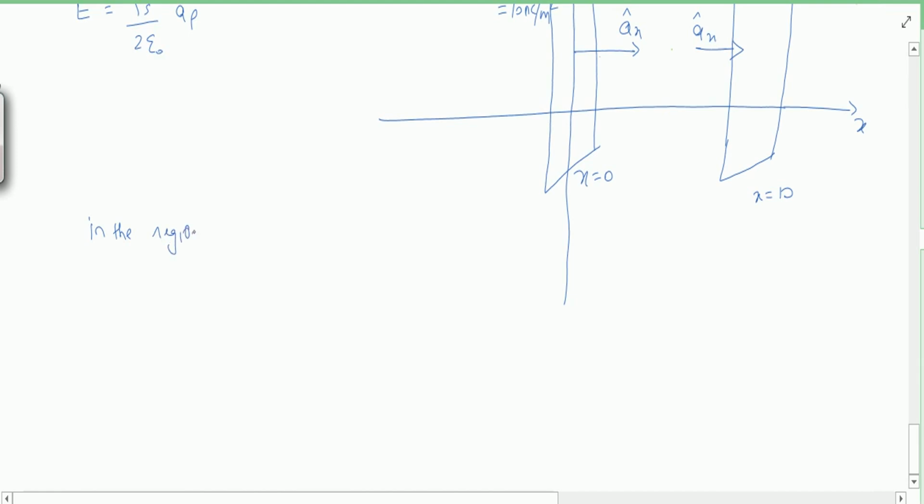In the region between 0 and 10, what is the electric field? It is rho s by 2 epsilon naught plus rho s by 2 epsilon naught, in the direction of arrow cap. As it is given that it is in the direction of x, we can write it as ax cap. Now rho s is given.